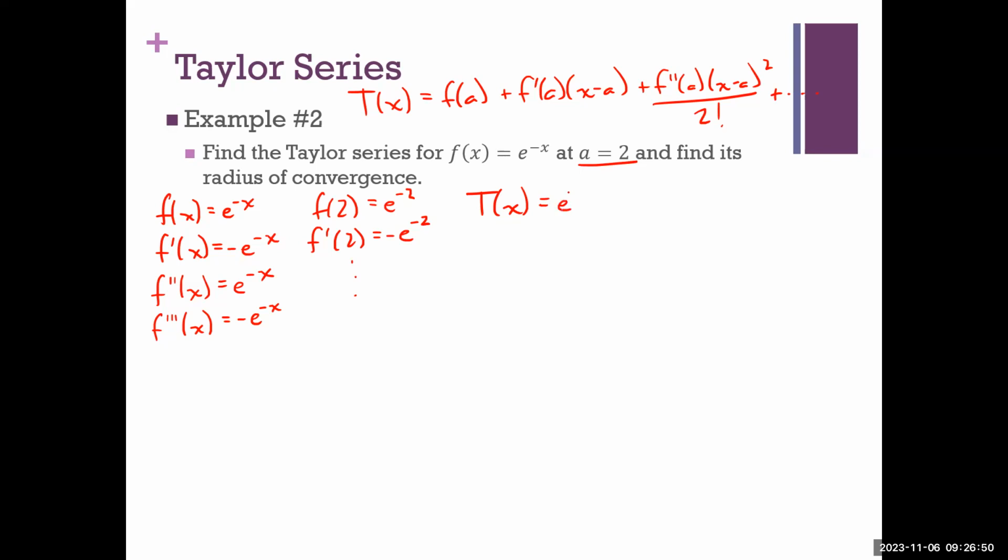E to the negative 2, followed by negative e to the negative 2 times x minus 2. Good. Moving on. Plus e to the negative 2 times x minus 2 squared over 2. I'll do a fourth. Minus e to the negative 2 times x minus 2 cubed over 6.